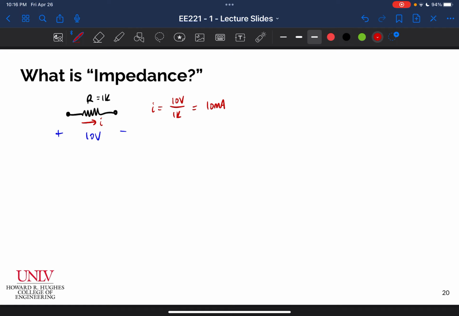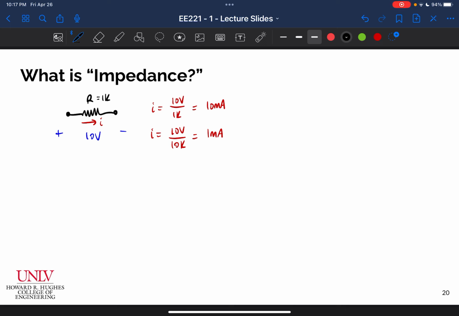Well, what would happen if I increase my resistance here? If I increase it to something like 10K, I decrease my current by a factor of 10 as well. That means that for the same voltage, as I increase my resistance, I get less current, of course, because that's what resistance is. It tells us how resistive something is to the flow of current. For the same voltage, more resistance results in less current.